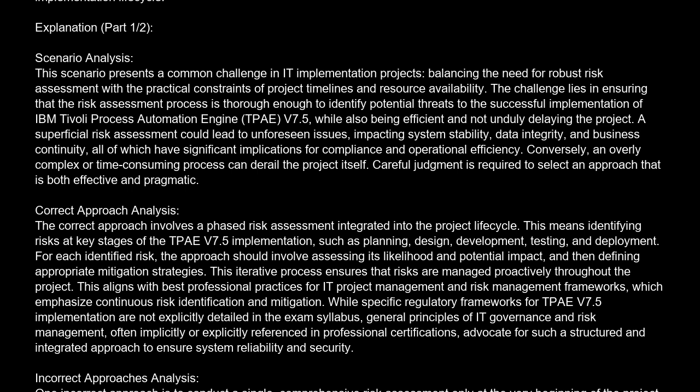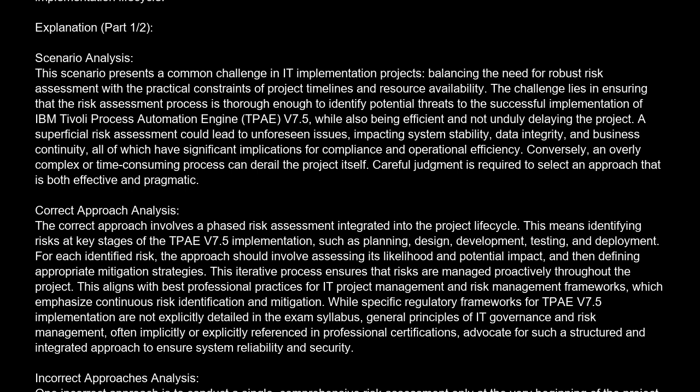Correct approach analysis. The correct approach involves a phased risk assessment integrated into the project lifecycle. This means identifying risks at key stages of the TP v7.5 implementation, such as planning, design, development, testing, and deployment. For each identified risk, the approach should involve assessing its likelihood and potential impact, and then defining appropriate mitigation strategies. This iterative process ensures that risks are managed proactively throughout the project.